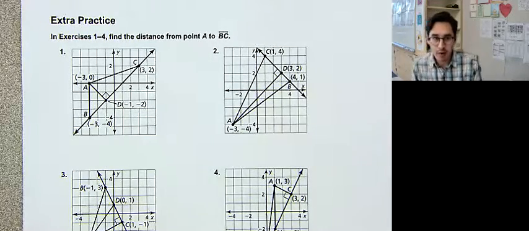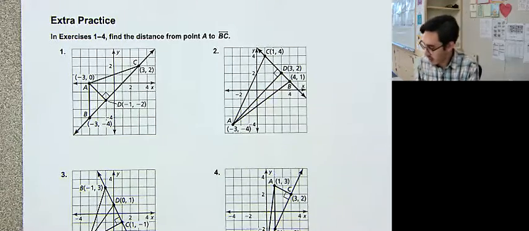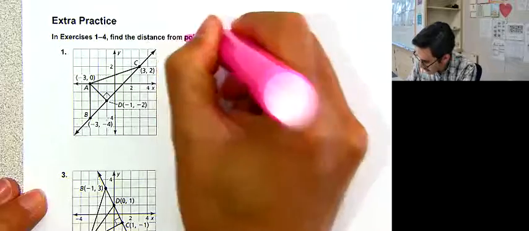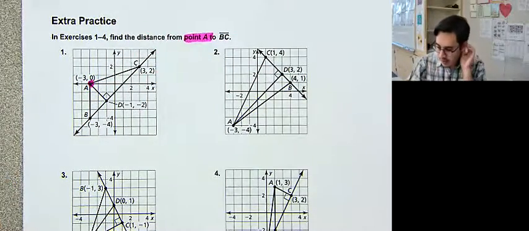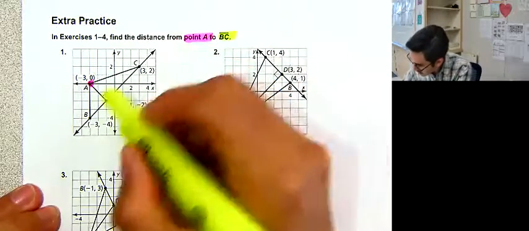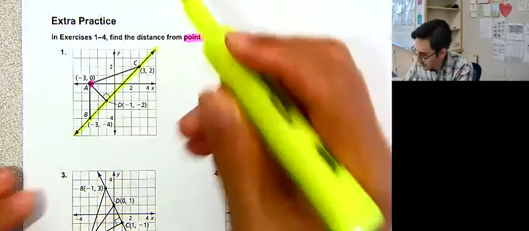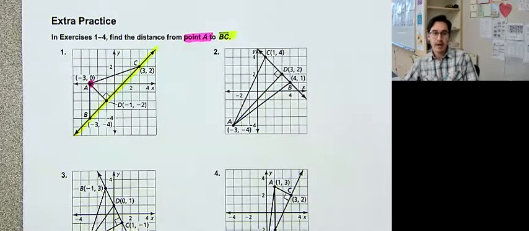So questions 1 through 4 want us to find the distance from point A to the line BC. Okay, so point A, let's go ahead and color that pink. And then the line BC, we'll color that yellow. Okay, so what is the distance?